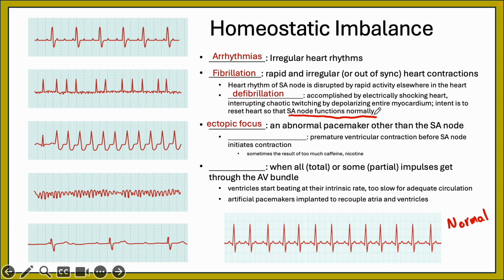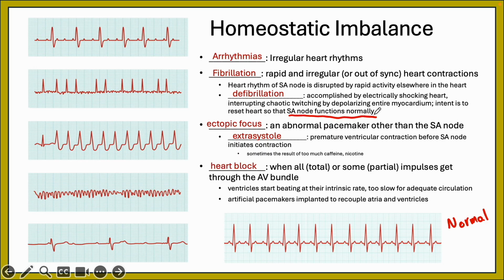You may have heard, or you may hear someone refer to an ectopic focus. This is when you have a pacemaker in the heart that's something besides the SA node. This can lead to extrasystole, which is premature ventricular contraction before the SA node initiates its contraction. You can get this if you've had too much caffeine, nicotine, and other things can cause it as well.